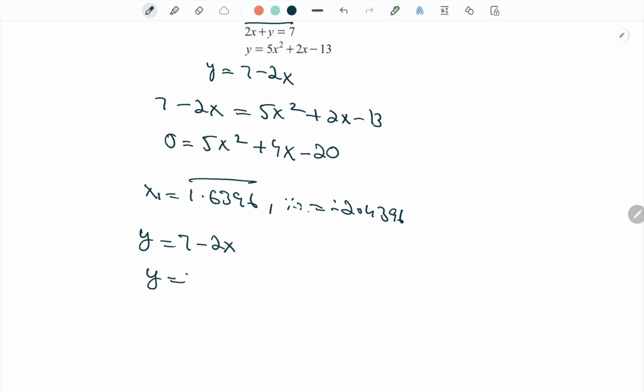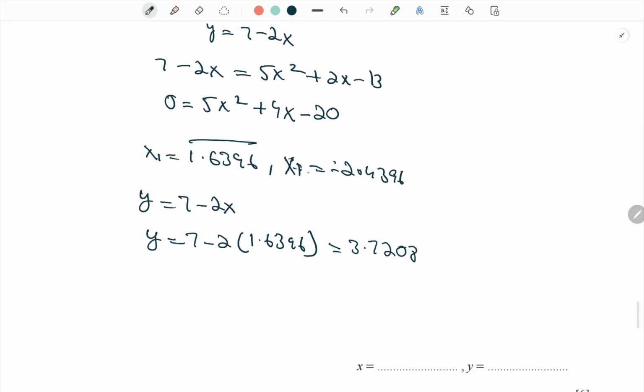So y equals 7 minus 2 times 1.6396, right? We multiply it and solve it, so we get 3.7208. We should substitute both values because we have two answers for x, so we need two answers for y. Okay, so now we substitute the next value, that is 7 minus 2 times negative 2.4396. Okay, so we get 11.8792.